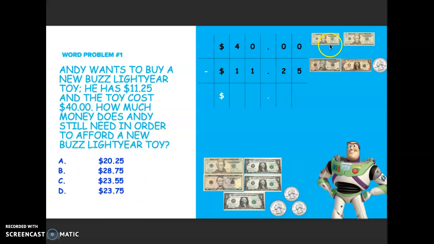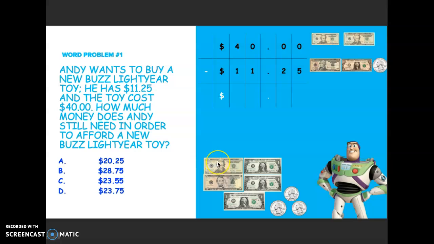And then right here, I put the $40, which is what is needed to buy this Buzz Lightyear. And then right here, this is the money that Andy has. And then right here, this is the money that Andy still needs. And personally, it is a lot easier just to look right here and just count.